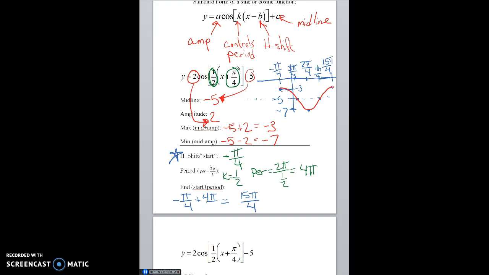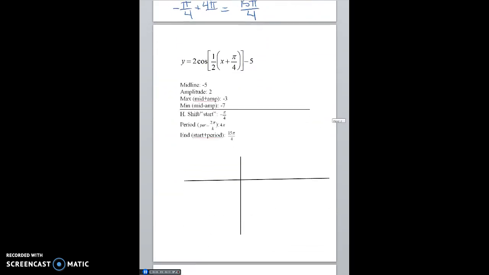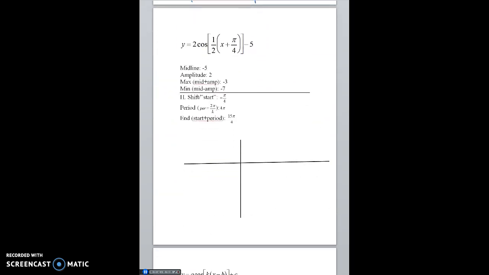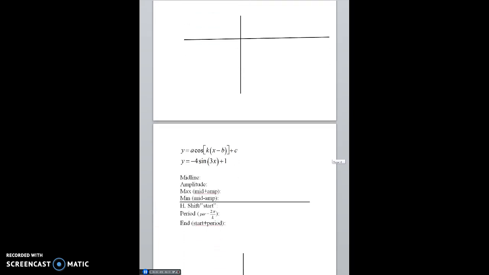Okay. Next example. All right. Running out of time. This is what I just did on the previous page. And it actually has a graph, so you can practice graphing it here. It has all the information I just filled in.